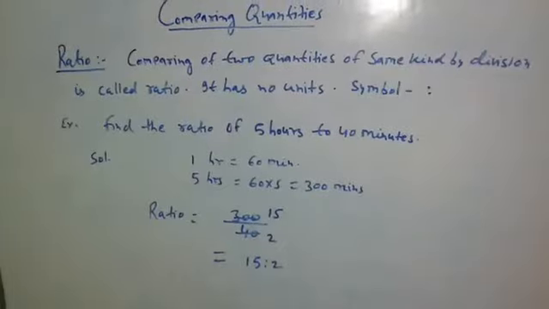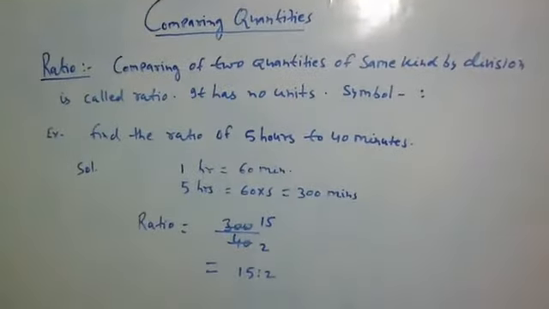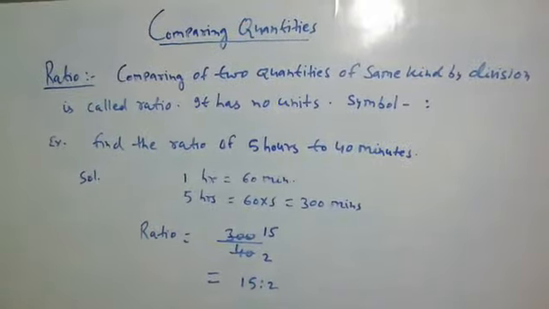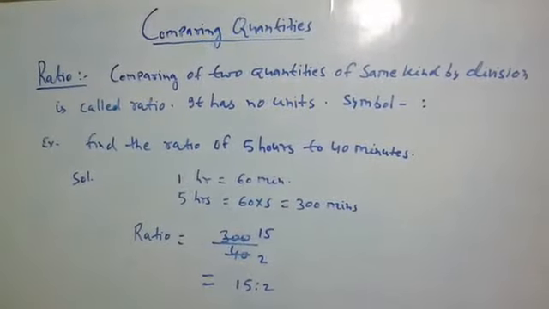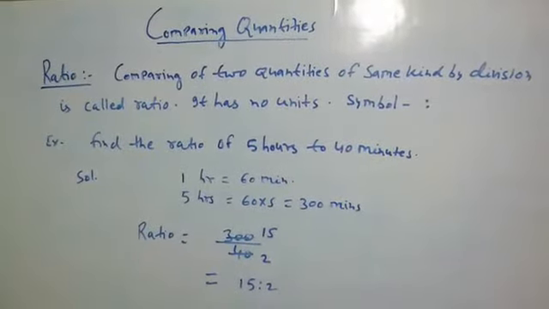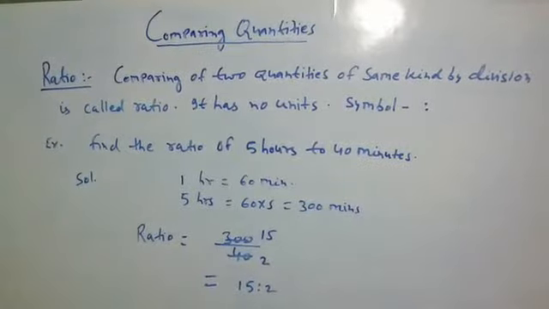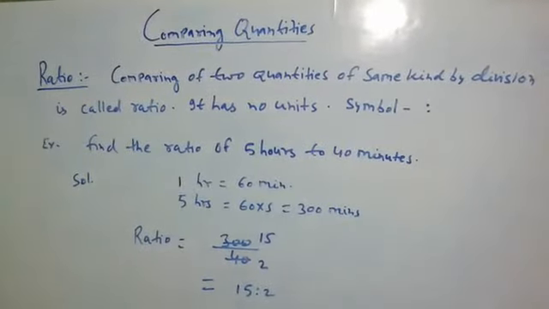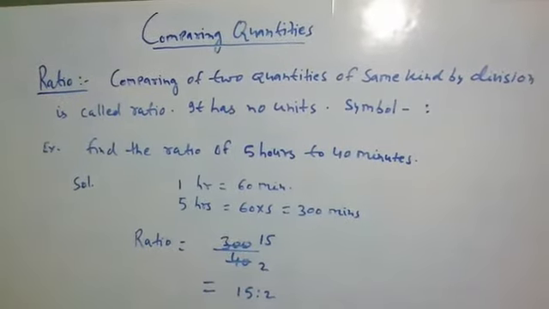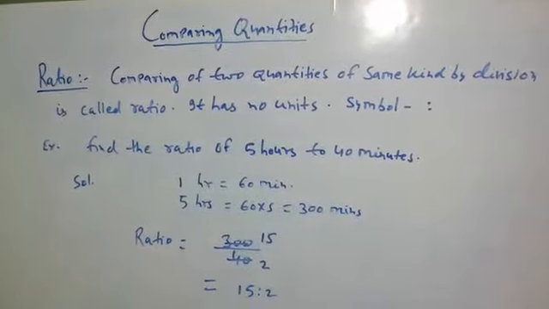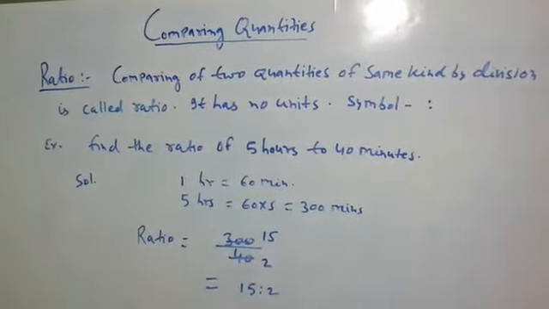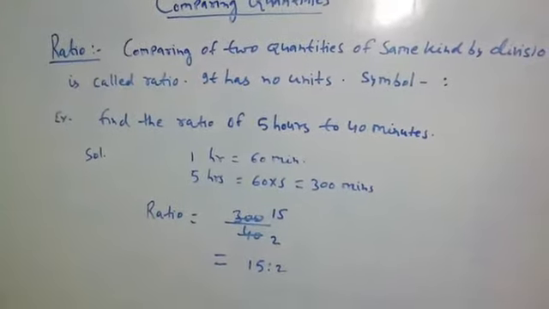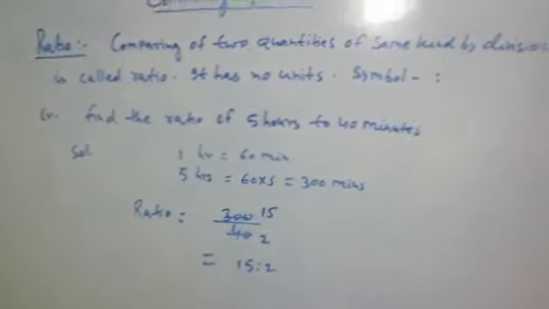Find the ratio of 5 hours to 40 minutes. Here we have to find the ratio of 5 hours with 40 minutes. One is in hours and the other is in minutes, so we must convert both quantities to the same kind. We convert hours into minutes. As we know, 1 hour equals 60 minutes, then 5 hours equals 60 into 5, that is 300 minutes. Now the ratio becomes 300 minutes divided by 40 minutes.